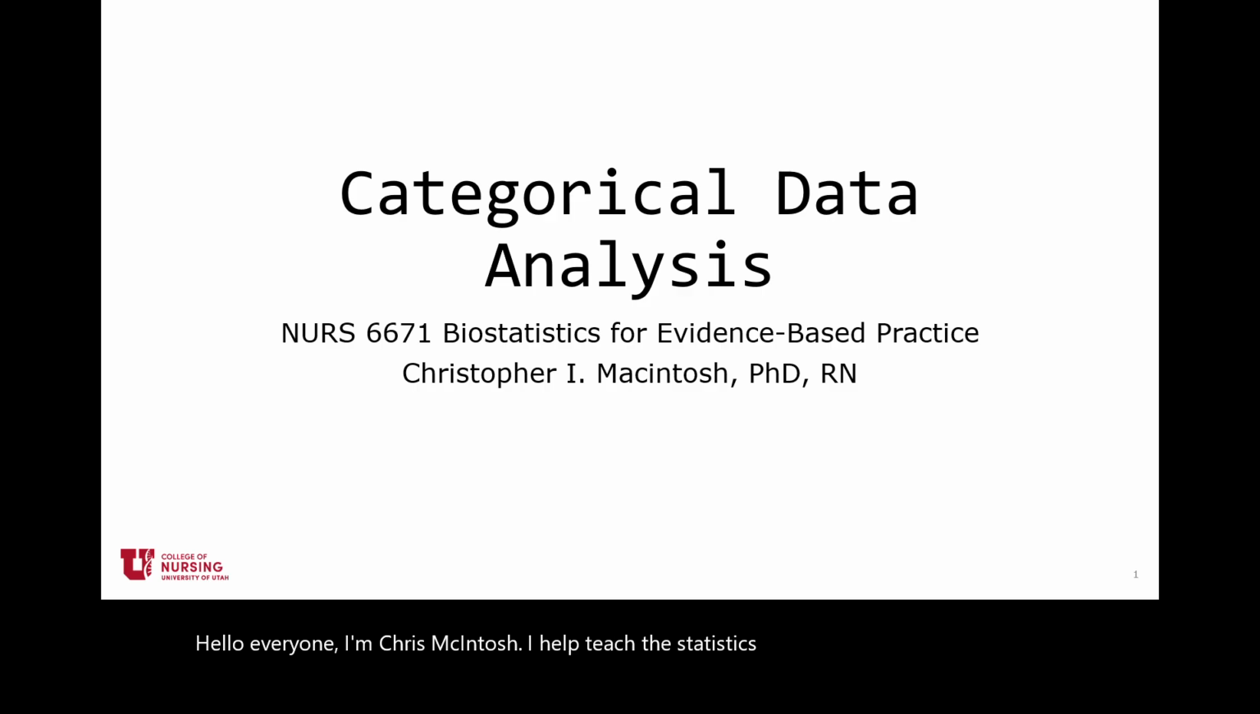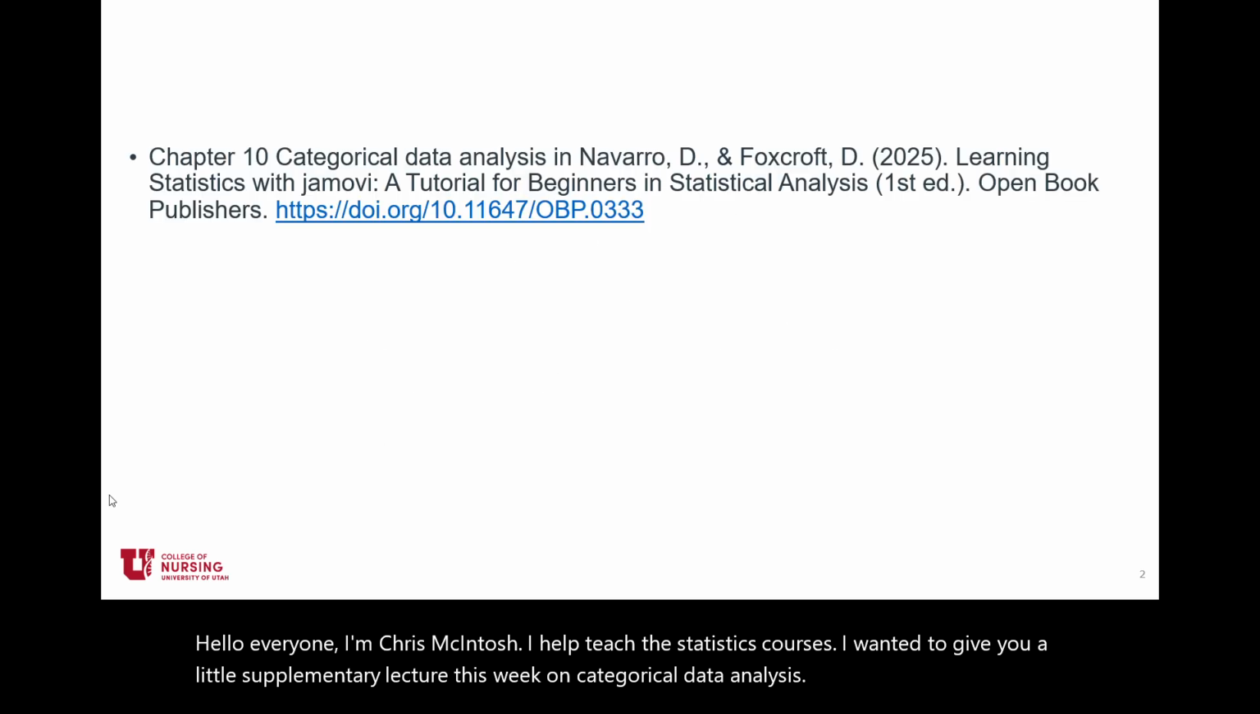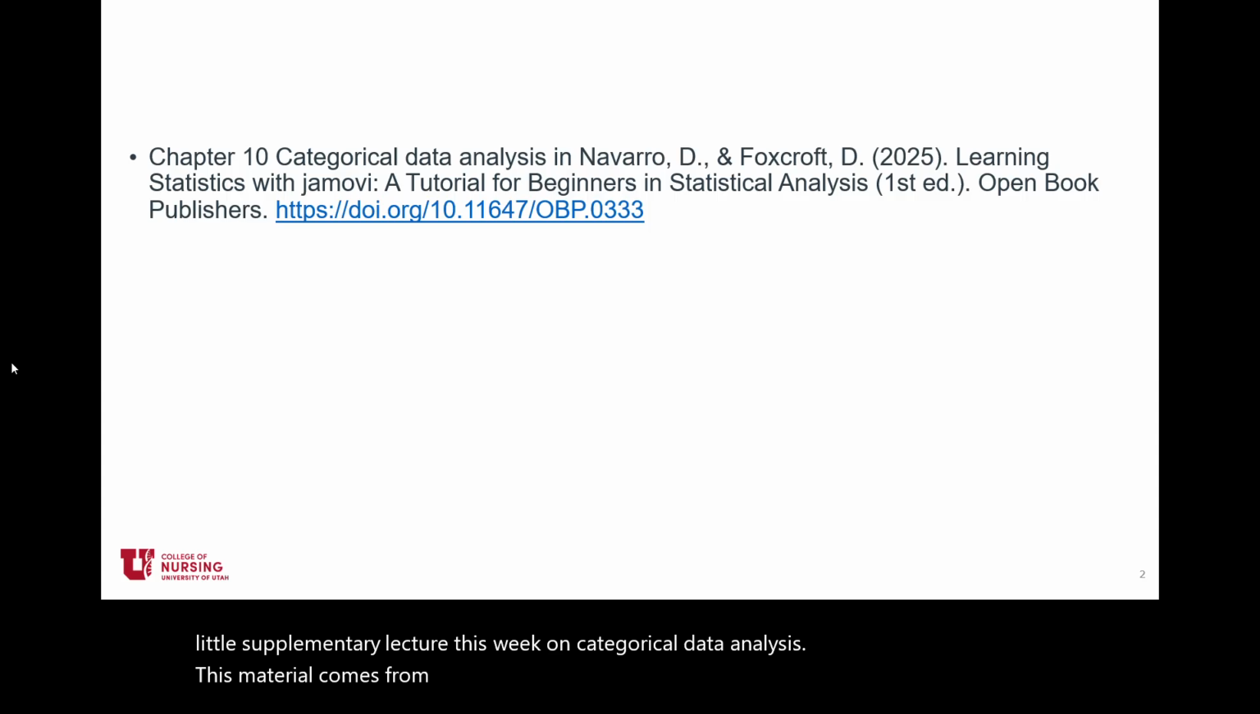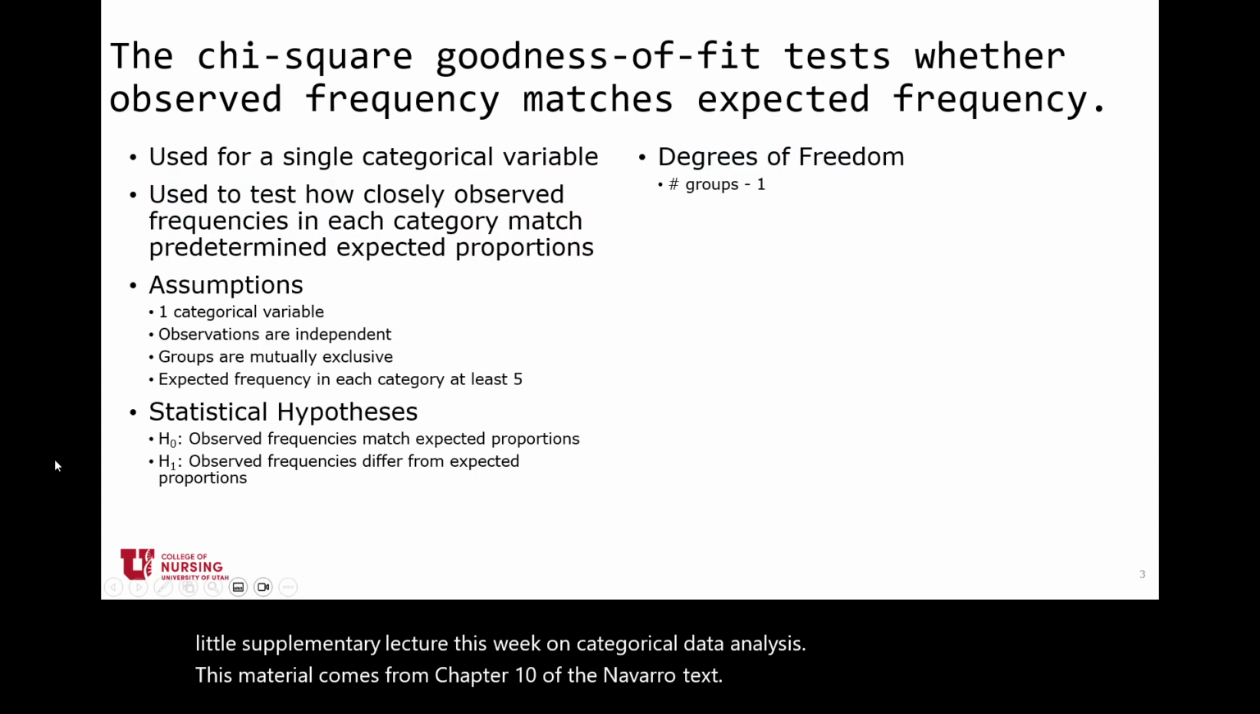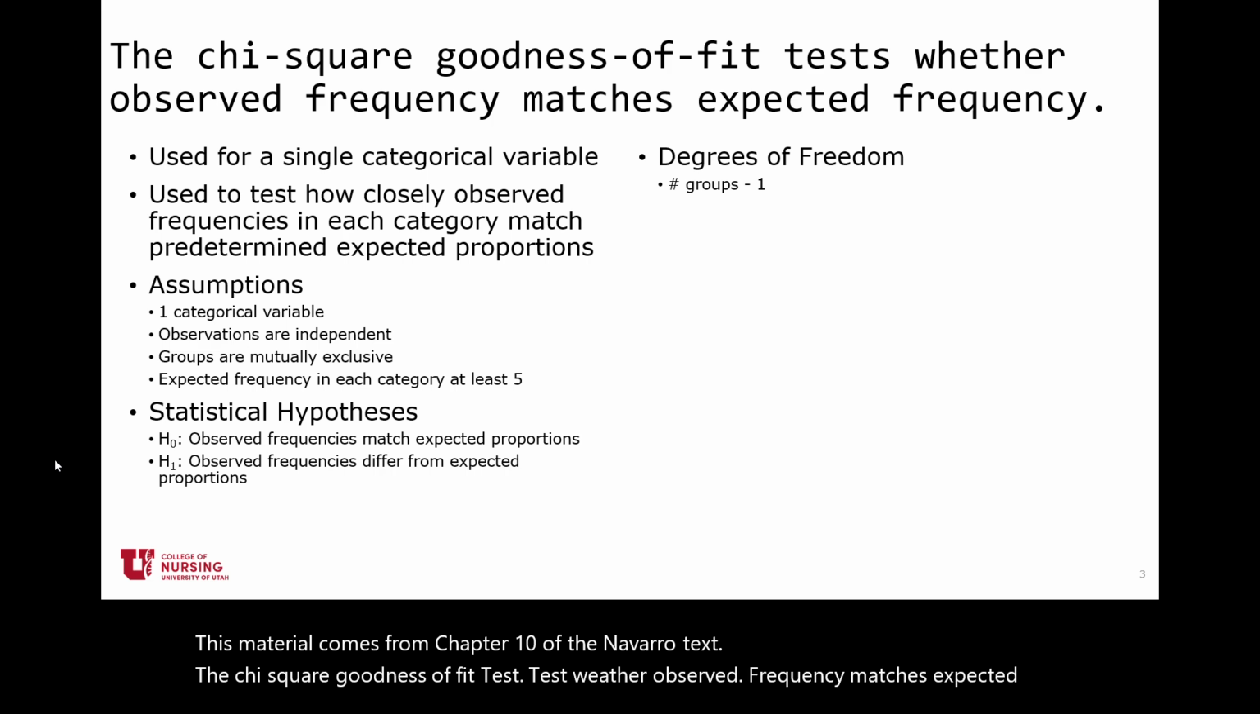I wanted to give you a little supplementary lecture this week on categorical data analysis. This material comes from chapter 10 of the Navarro text. The chi-square goodness of fit test tests whether observed frequency matches expected frequency for a single variable.